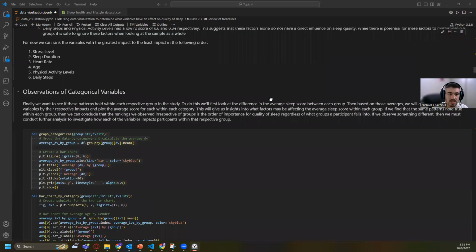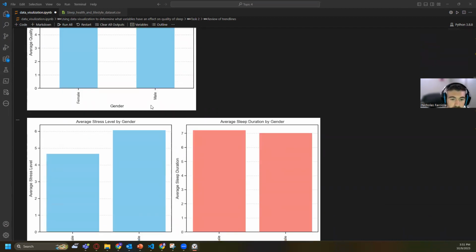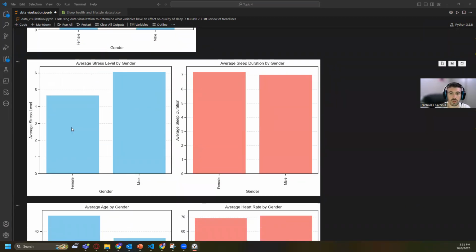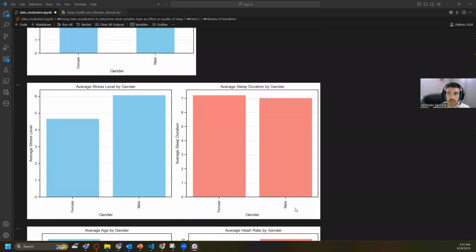So then I wanted to see if that held true within each category, and what we found is that it does. So let's just look at gender, for example. We find that the average quality of sleep per gender is higher for females just based on the subjective scores, but this makes sense compared to the rankings of the variables that we found because females exhibit lower stress, a higher duration of sleep, a higher age in the study, and then a lower heart rate. And this aligns with the respective positive to negative relationships between those independent variables and the dependent variable, as we found from the R2 score in the previous assessment.